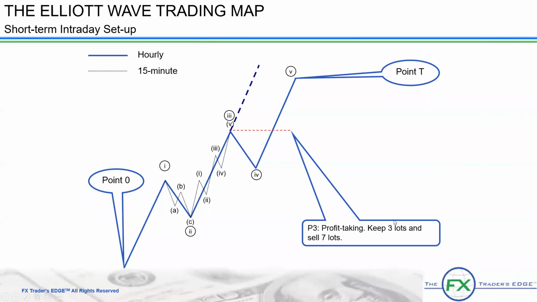Then here, profit taking, keep 3 lots and sell 7 lots. So now you're taking some decent profit, but you're still keeping 3 positions. You want to take decent profit because what if this is a 3-wave move only? What if this is just a correction and you've miscounted it, right? What if this is a WXY or an ABC, right? So you definitely want to take profits on the bulk of it. Now let's see what happens next.